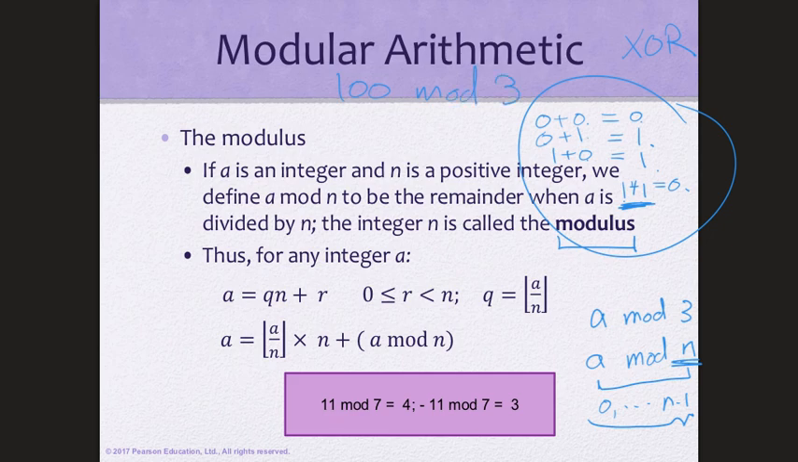100 mod 3 is going to be what? One. Why? Because the result of this is 33 times 3, that's 99, and the remainder is 1. Divide 100 over 3 and see what's the remainder. 100 over 3 gives you 33, right? 33 will result in 99, so the remainder is 1.